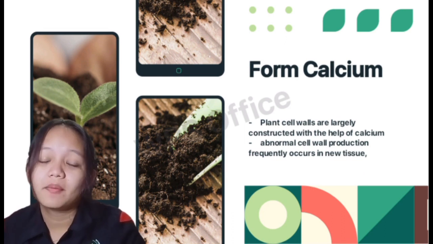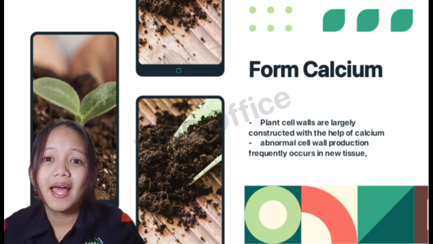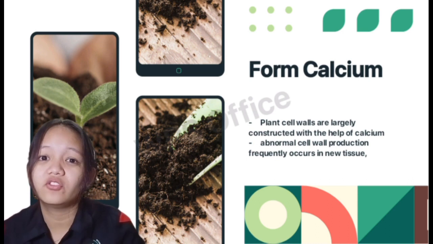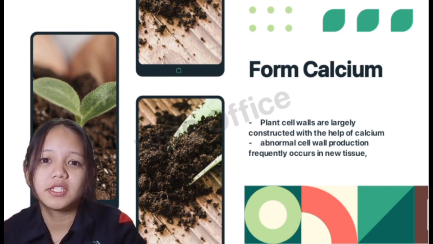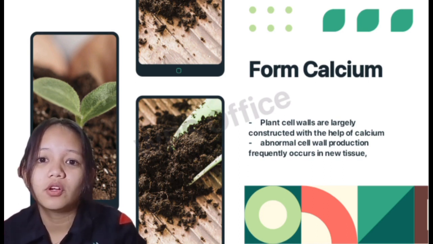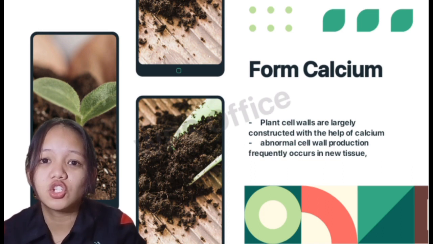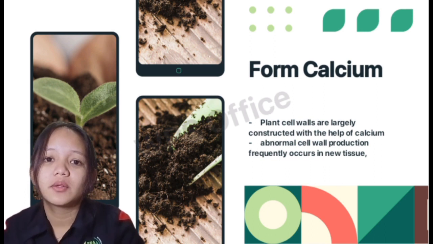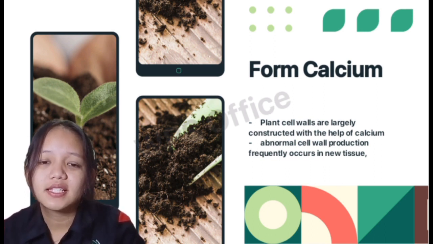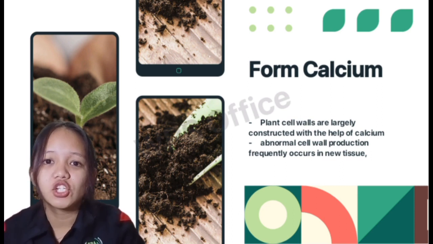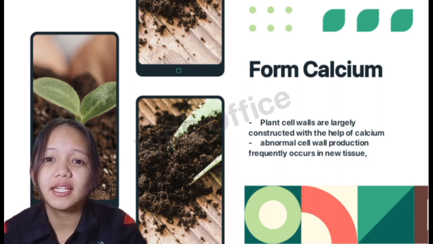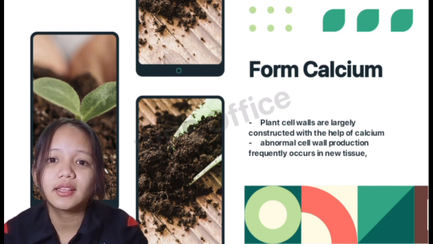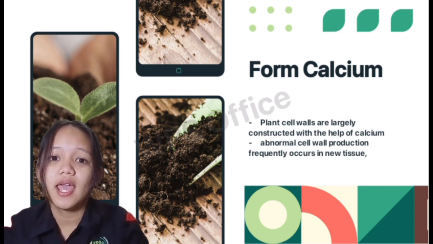Next, I will present the form of calcium in plants. Plant cell walls are largely constructed with the help of calcium, namely calcium pectate. When calcium levels are low, abnormal cell wall production frequently occurs in new tissues such as root tips, young leaves, and shoot tips, which distorts the appearance of new growth. Additionally, calcium is involved in signaling processes that coordinate specific cellular activities and activate specific enzymes.